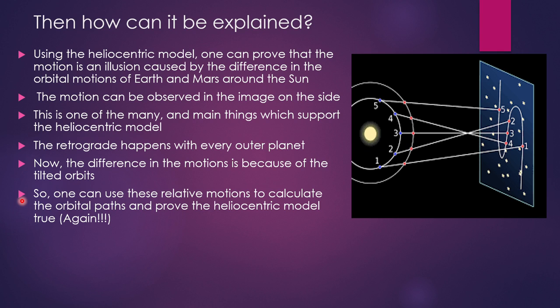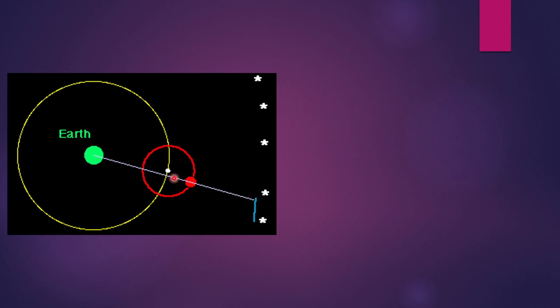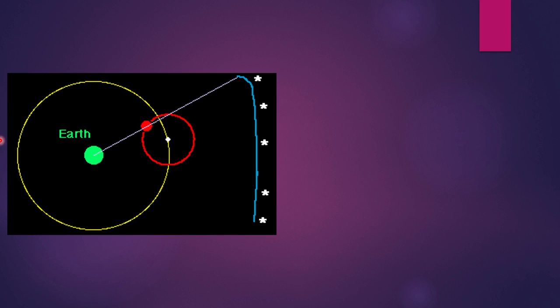And that's how we can say that the heliocentric model can explain the motion of planets in the solar system better than the geocentric model. Now one can use these relative motions of the outer planets to calculate the orbital path and prove the heliocentric model true once again. So in the end, let's look at the models suggested by Ptolemy and Copernicus.